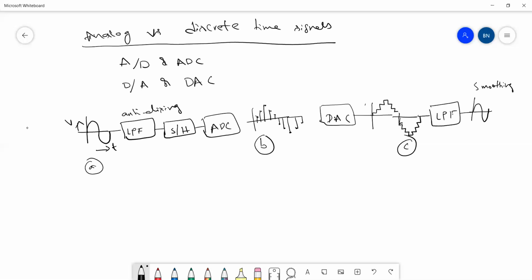This is how you can convert an analog signal into digital, and from digital back into analog. This example illustrates the main differences between analog and digital signals. If you see figure A, which is the analog signal, it is continuous in time and has infinite values. Figure B, which is a digital signal, is discrete with respect to time and it is quantized.